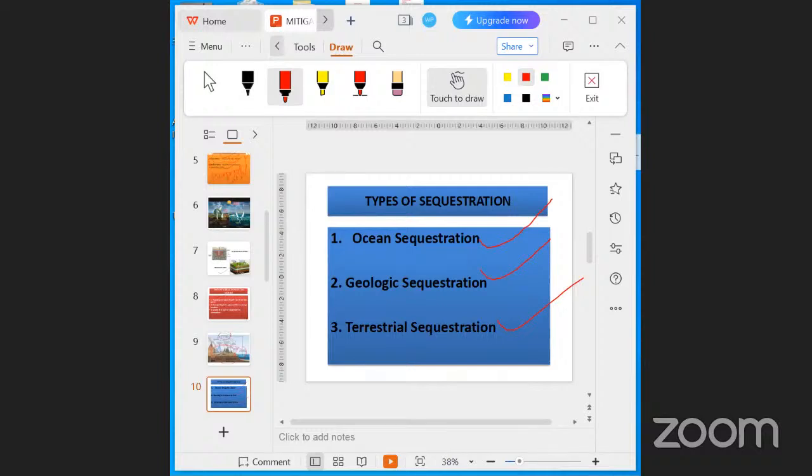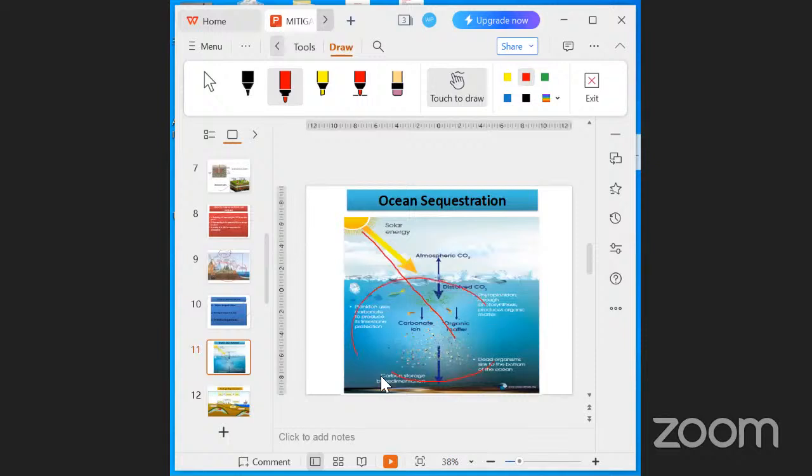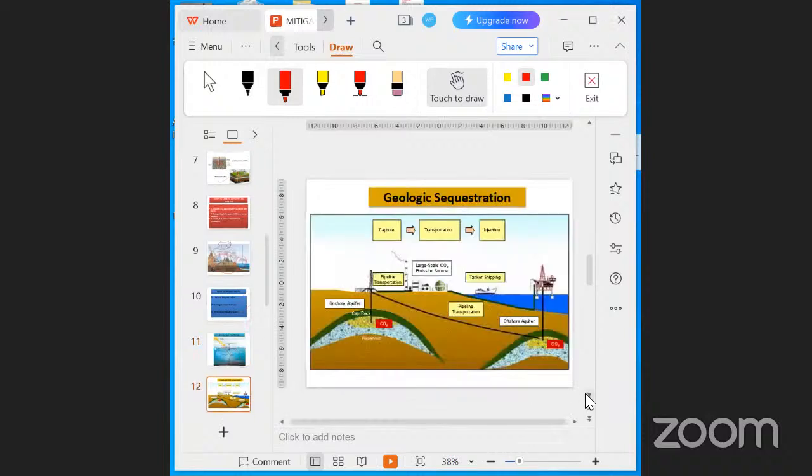Under ocean sequestration, you see here, it is direct injection of carbon into the ocean water, deep inside the water. So this is ocean sequestration.